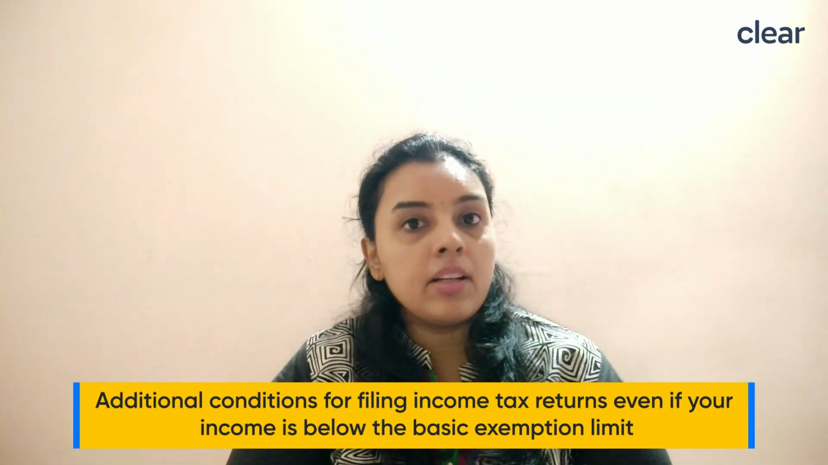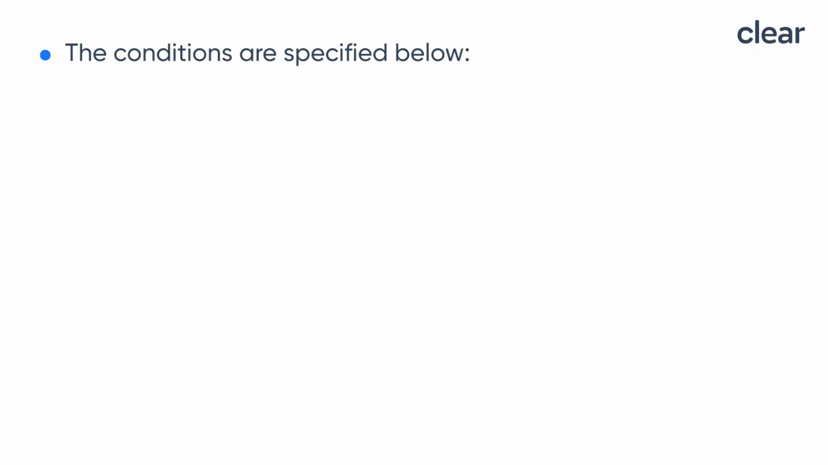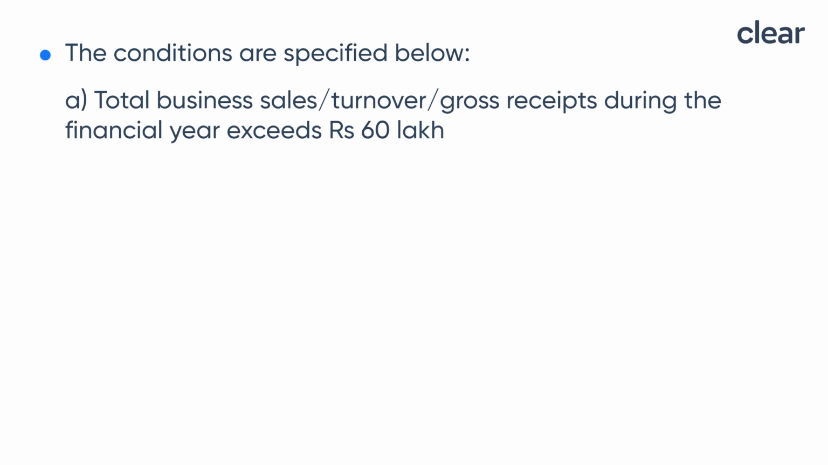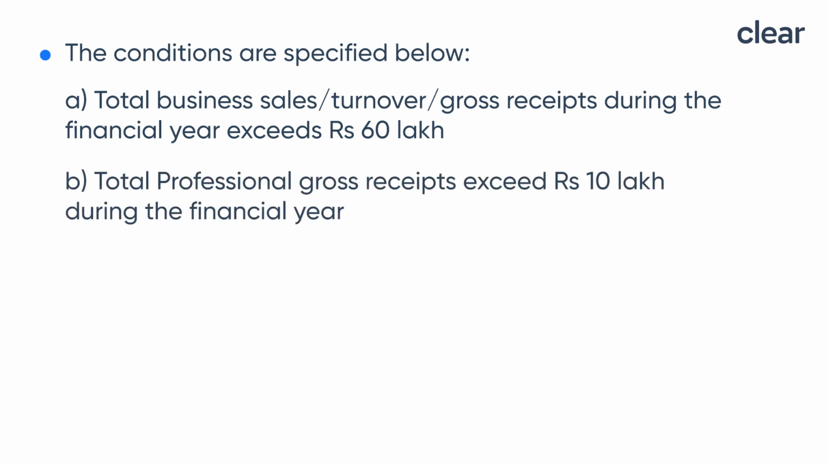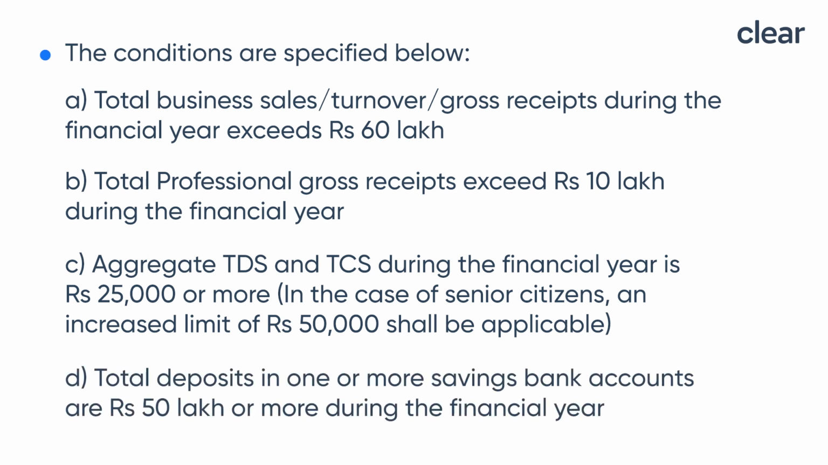The government released a notification on 21st April 2022 that specifies additional conditions for filing income tax returns even if your income is below the basic exemption limit. The conditions are: if your total business sales or turnover or gross receipts during the financial year exceed Rs 60 lakh, or total professional gross receipts exceed Rs 10 lakh during the financial year, or aggregate TDS and TCS during the financial year is Rs 25,000 or more. In the case of senior citizens, an increased limit of Rs 50,000 shall be applicable, or total deposits in one or more savings bank accounts are Rs 50 lakh or more during the financial year.